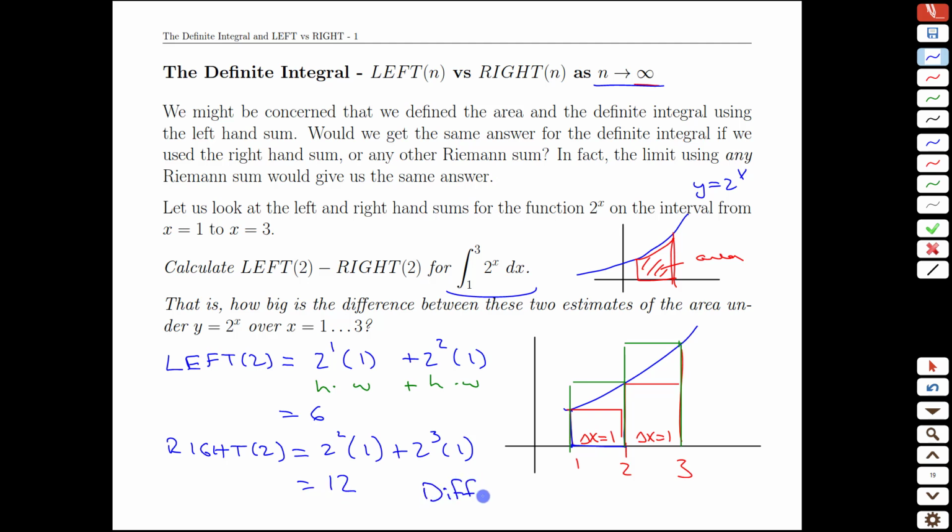What we want to focus on here is how different they are. Well, the difference is going to be 12 minus 6, and that'll be 6. So the area that's included in green but not in red is 6 total. That's a pretty big difference. It's a pretty wide range between those two estimates.